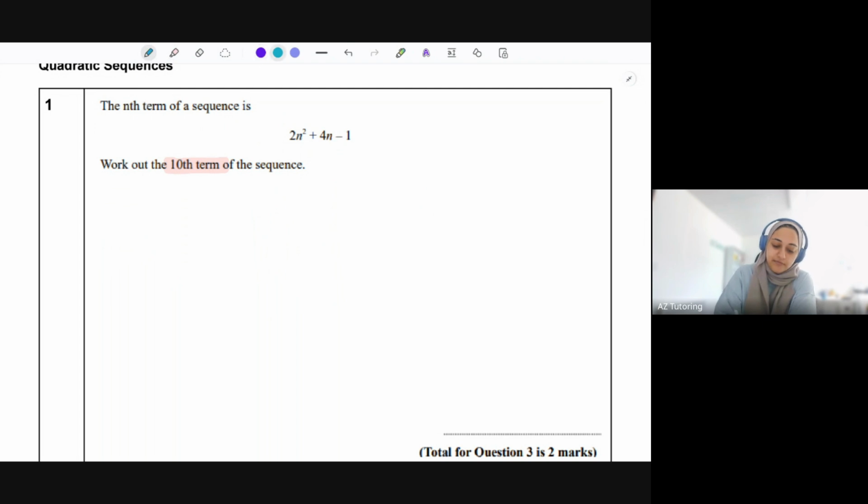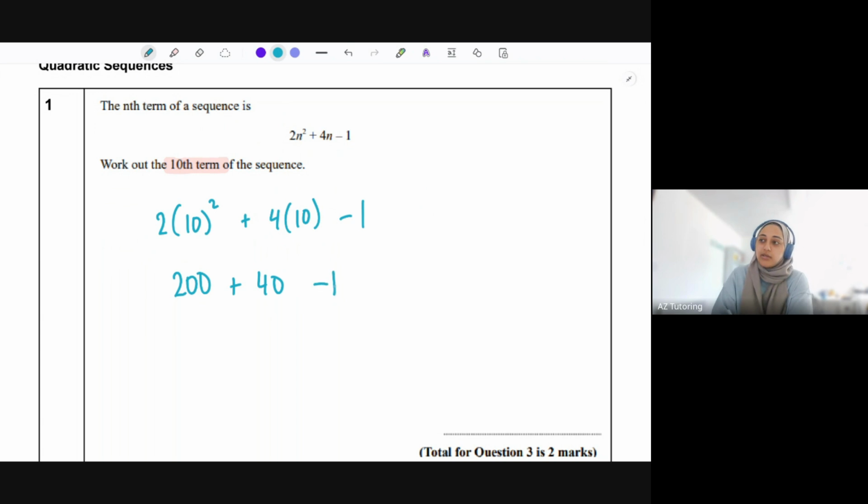So for the 10th term, we're just substituting n equals 10 into the equation. So we've got 2 times 10 squared plus 4 times 10 minus 1. 10 squared is 100. 100 times 2 is 200. Plus 4 times 10, which is 40, minus 1, so we get 240 minus 1, which is 239. Easy enough.